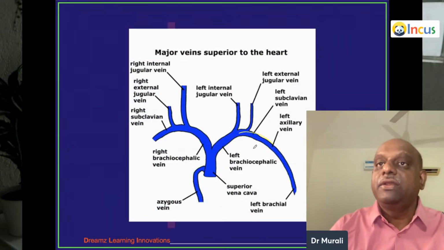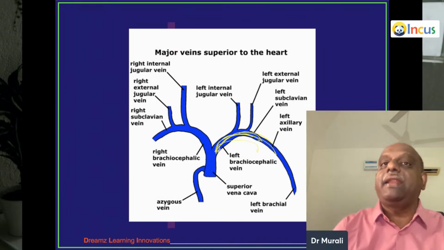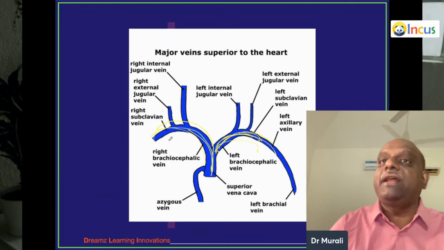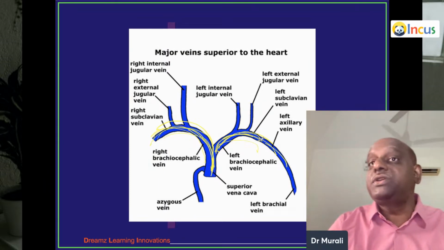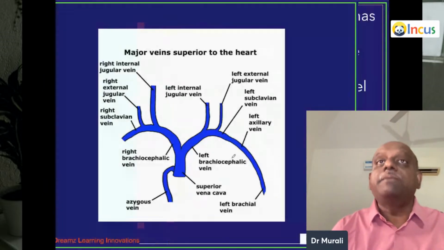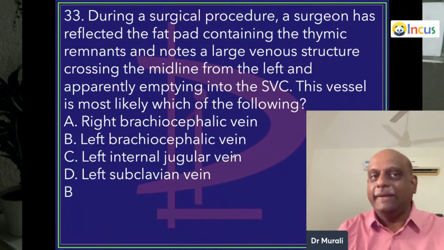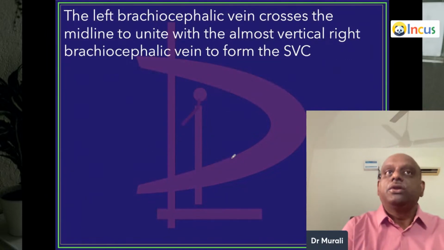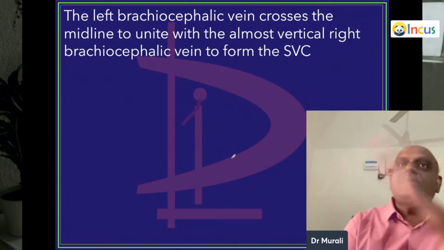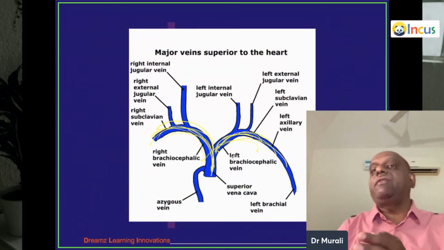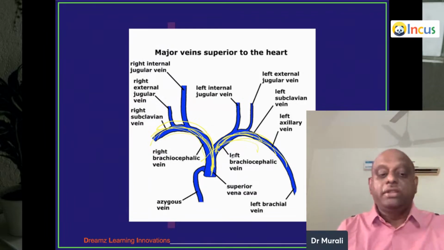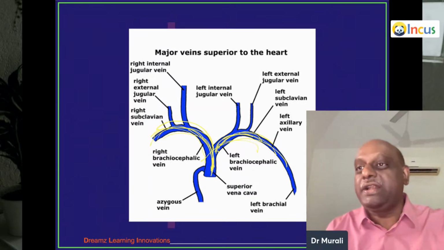You can see the left brachiocephalic vein, which crosses the midline, and the right brachiocephalic vein is arising. The superior vena cava continues as the almost vertical right brachiocephalic vein, into which the left brachiocephalic vein drains. So the left brachiocephalic vein crosses the midline and unites with the right brachiocephalic vein. Both of them merge into the superior vena cava, is what you need to remember.